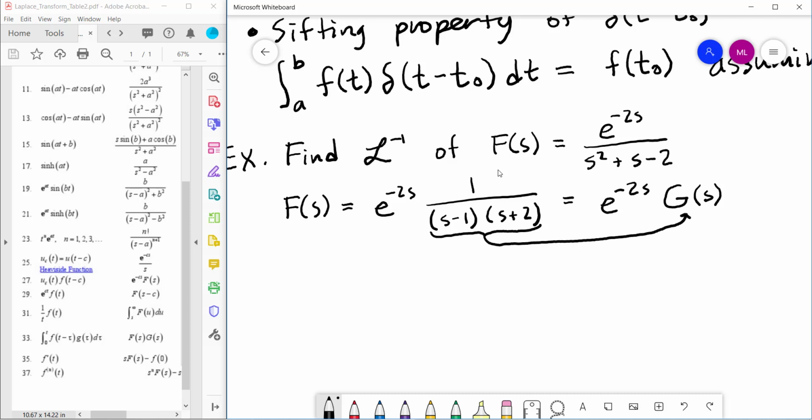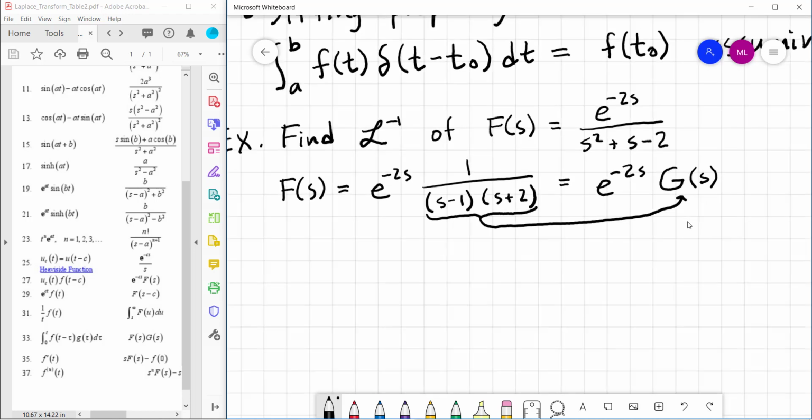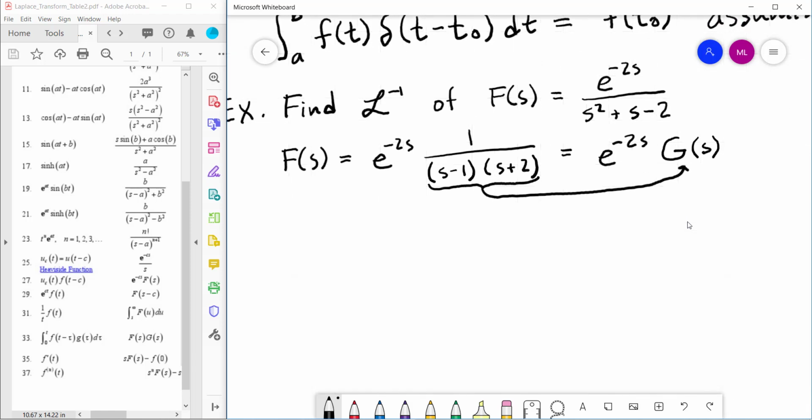So I want to focus and pretend that this exponential weren't there for now, and let's just get G of s in a form that we could inverse transform it. So let's focus on that G of s. And keep in mind, basically what we're going to do is we'll use this transform right here, but again, I'm using g instead of f.